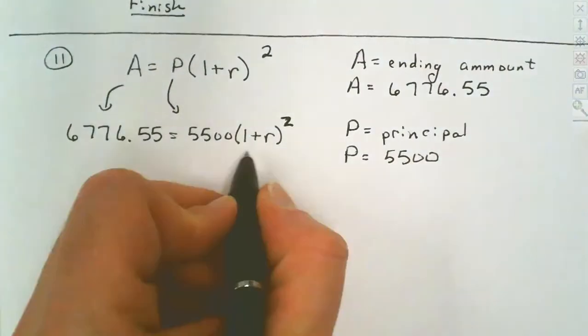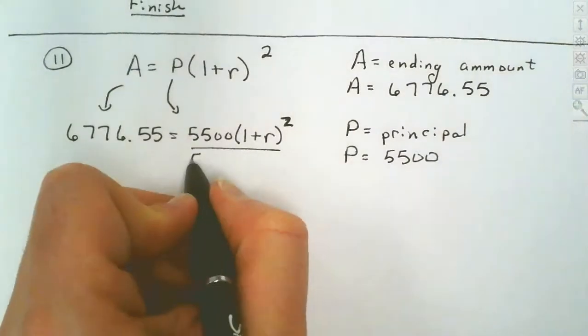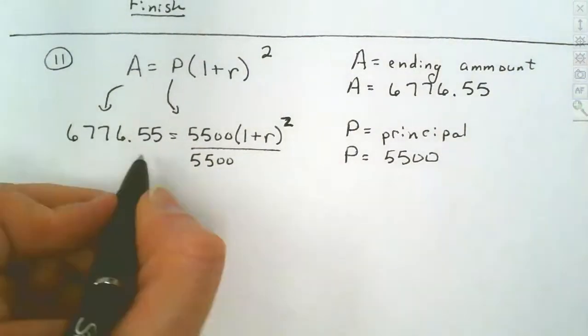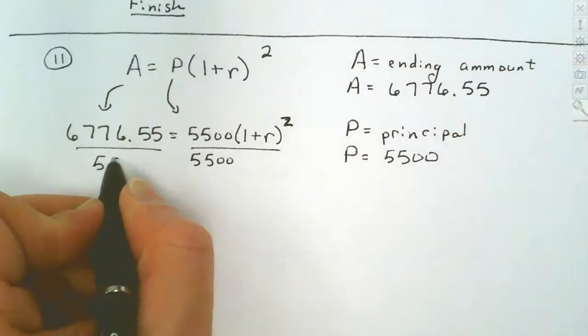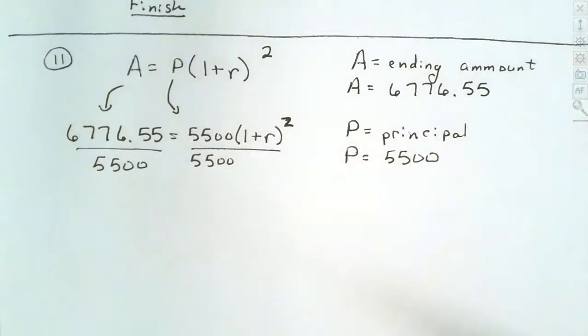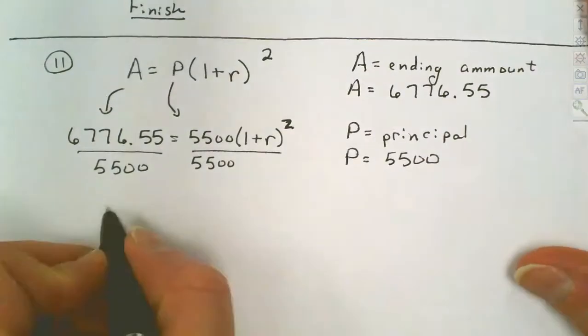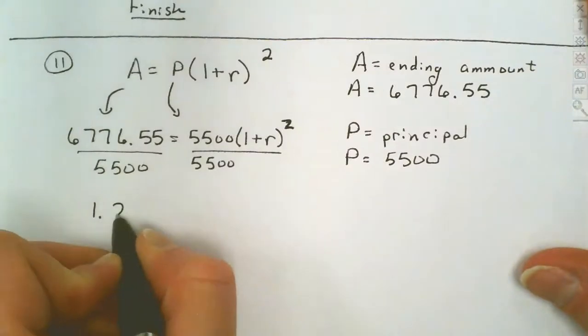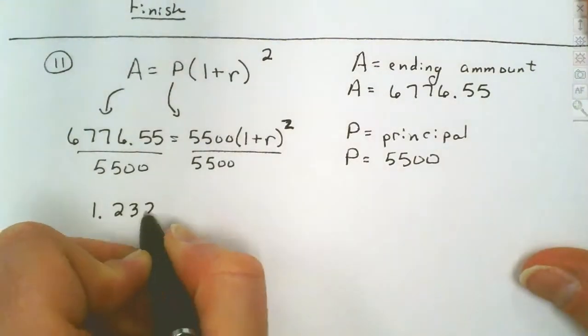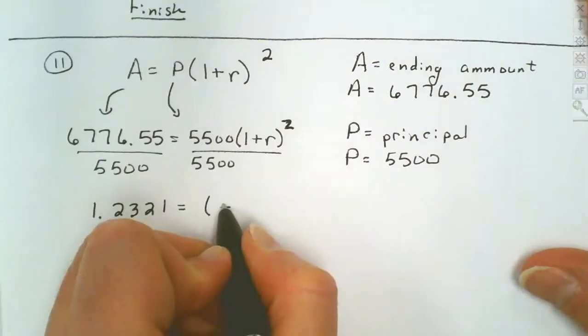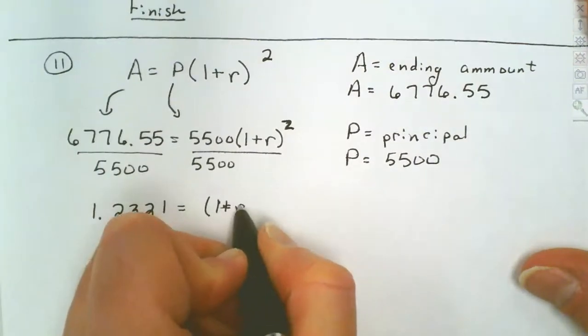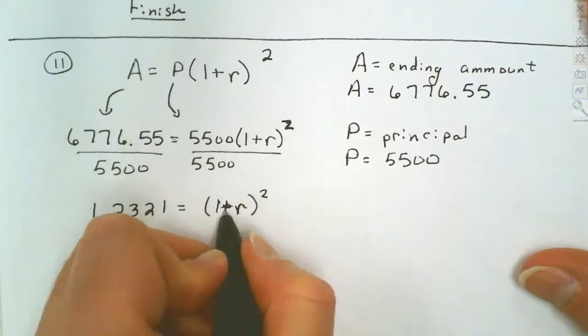We're going to begin by dividing. So go ahead and divide both sides by that 5,500, because we need to get that R by itself. So let's go ahead and divide through. We've got 6776.55. We're going to divide that by 5,500. And that gives you 1.2321. And that equals (1 plus R) quantity squared.